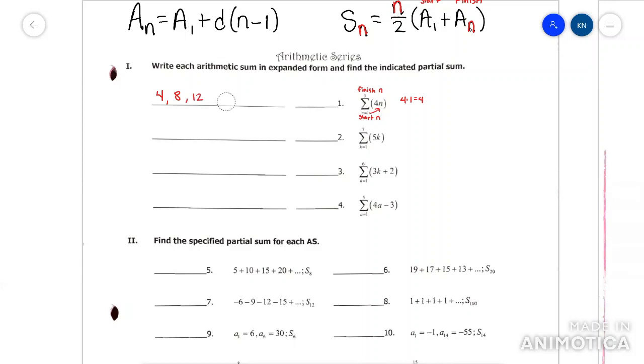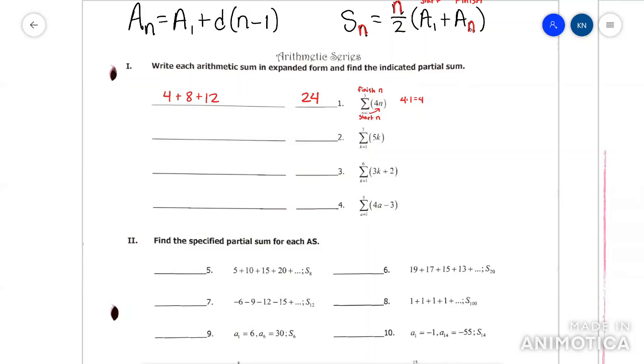So basically, I shouldn't put commas there. I should put pluses. They want you to add up 4 plus 8 plus 12. That's what they mean by this right here. And so if you add that up, you get 24. That is the series there when you add up all those numbers.